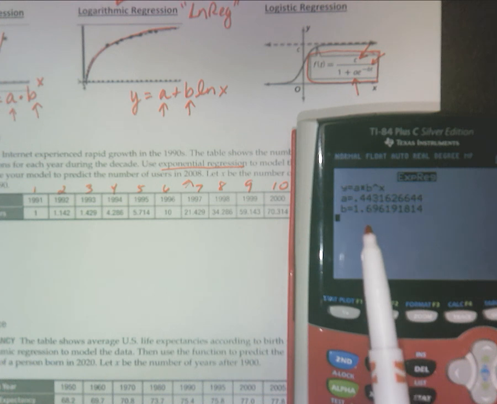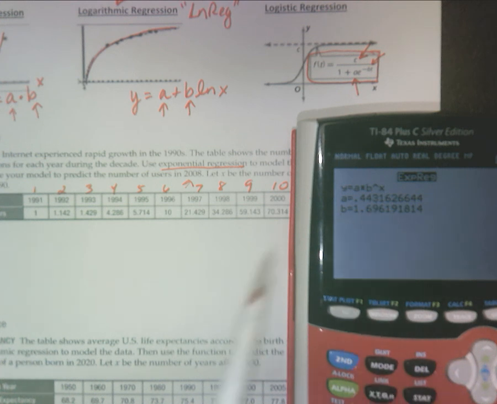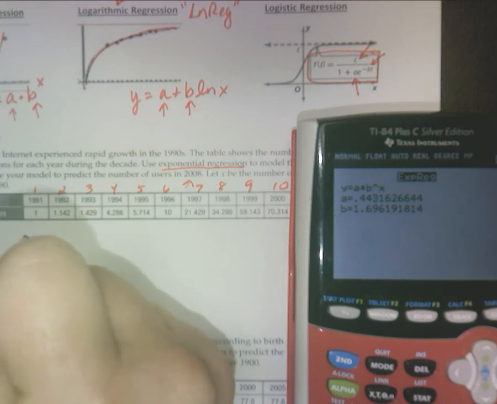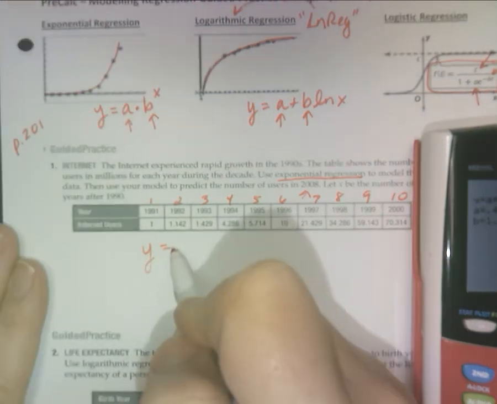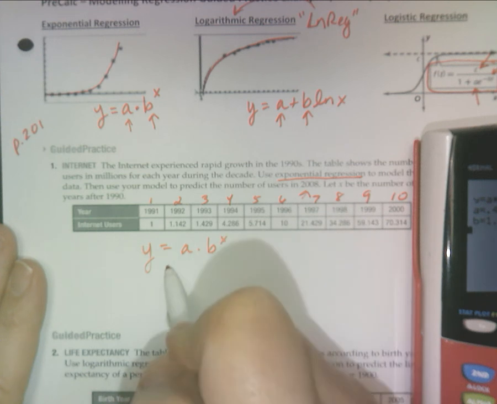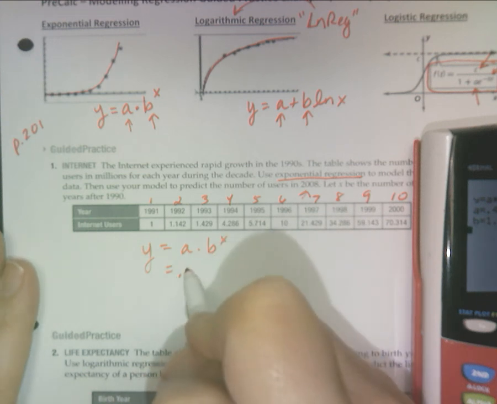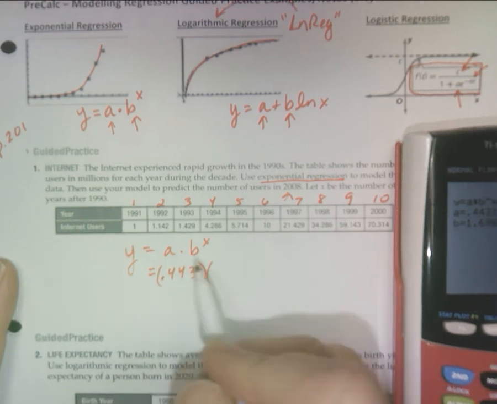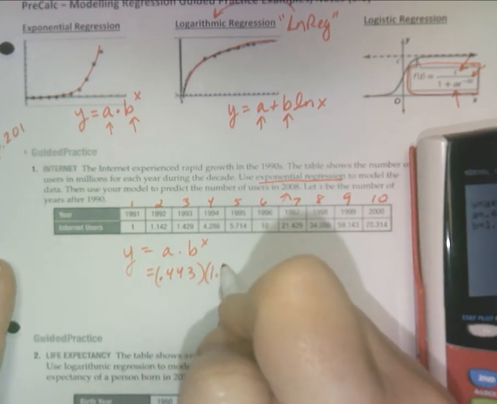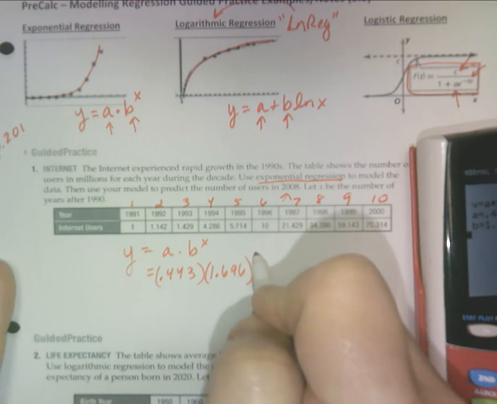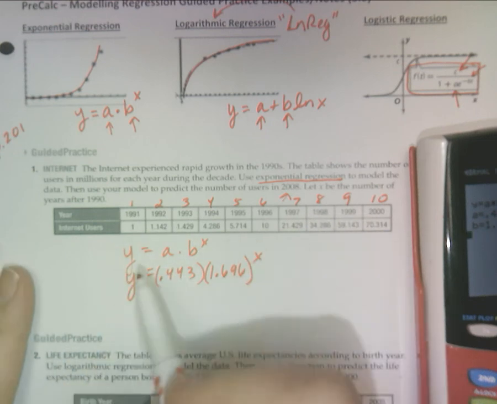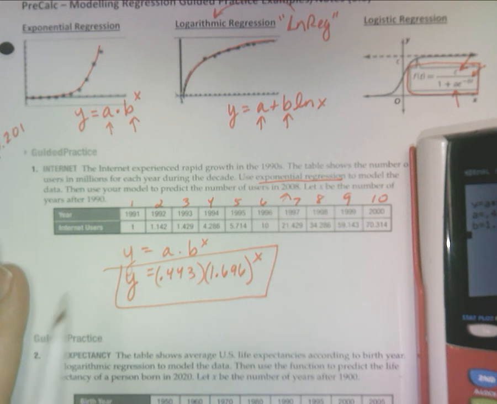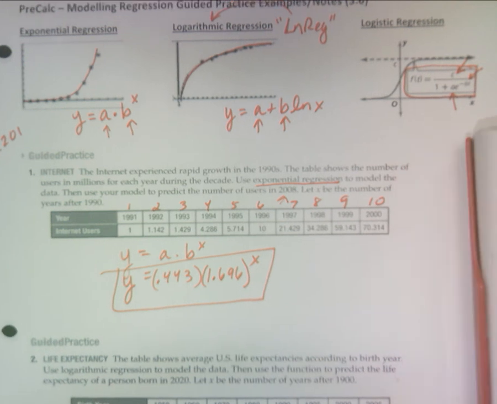And it even gives you the formula y equals a times b to the x. So our a is 0.44. So y equals a times b to the x, where a is, I would go to at least 3 decimal places, 0.443, and b is 1.696 to the x. And there you go. There's your exponential regression, all based off of the calculator.